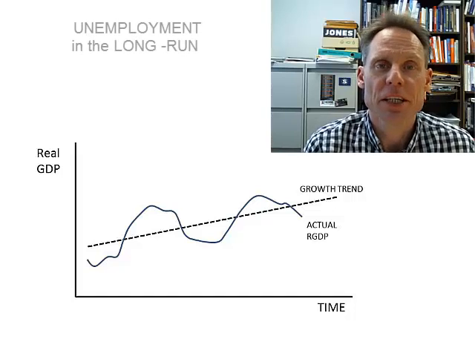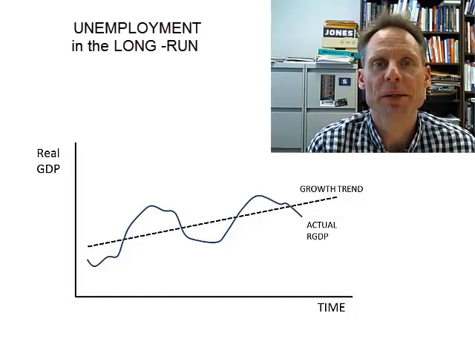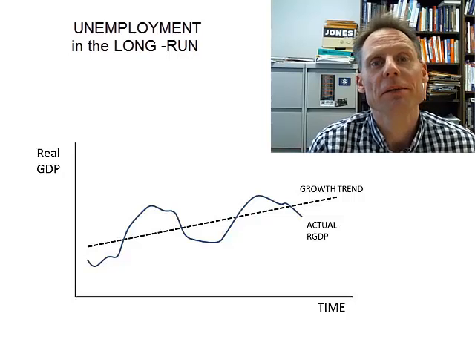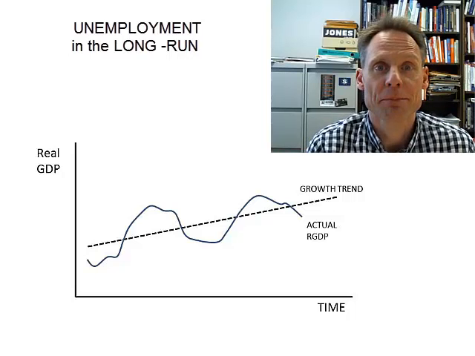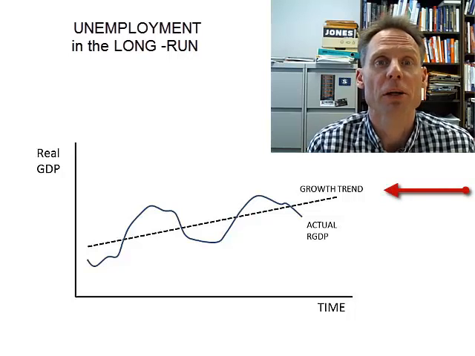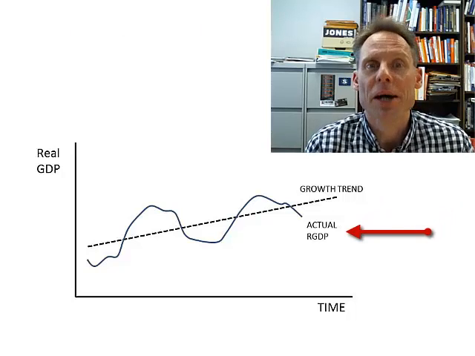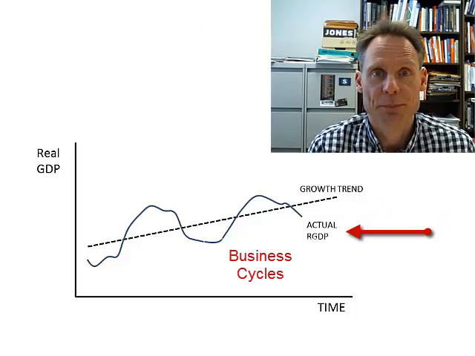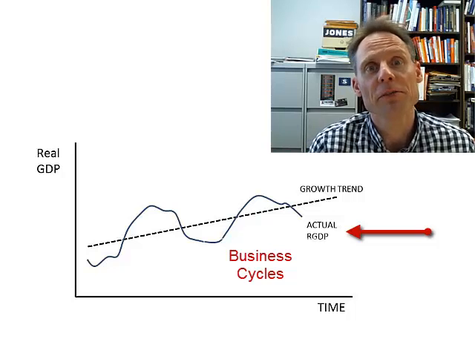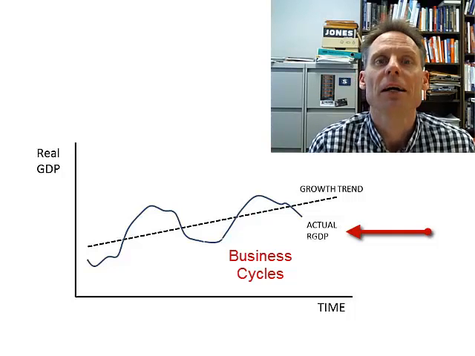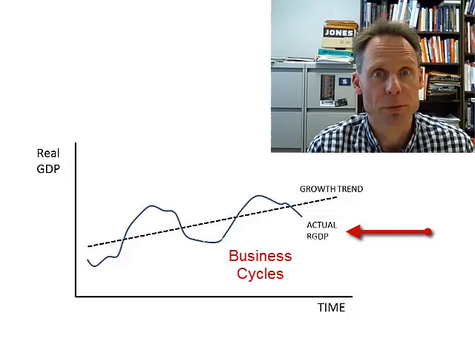Hello, this video is mainly about unemployment in the long run. In this diagram we see how real GDP tends to change over time. Real GDP tends to grow according to a growth trend over the long run, but in the short run, real GDP is moving up and down according to the business cycle. But these ups and downs of the business cycle and real GDP affect other variables in the economy too. In particular, the inflation rate and the unemployment rate.